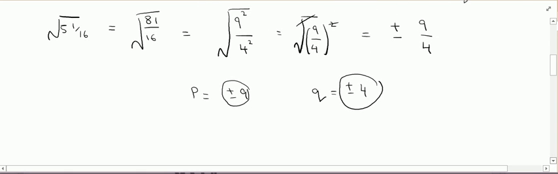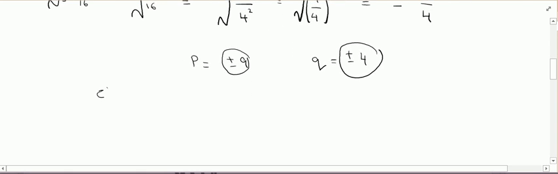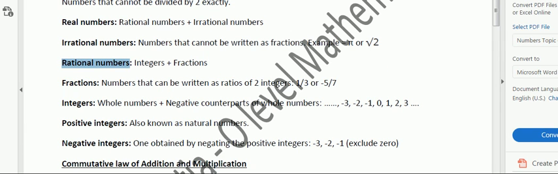Requirement number C of the question said, write down an example of irrational number. What is an irrational number? Okay, let's move on to our notes. The notes say that there are two types of real numbers. The first is a rational number and the second is irrational number. We discussed that rational number can be an integer or a fraction, and you can read the definitions below.